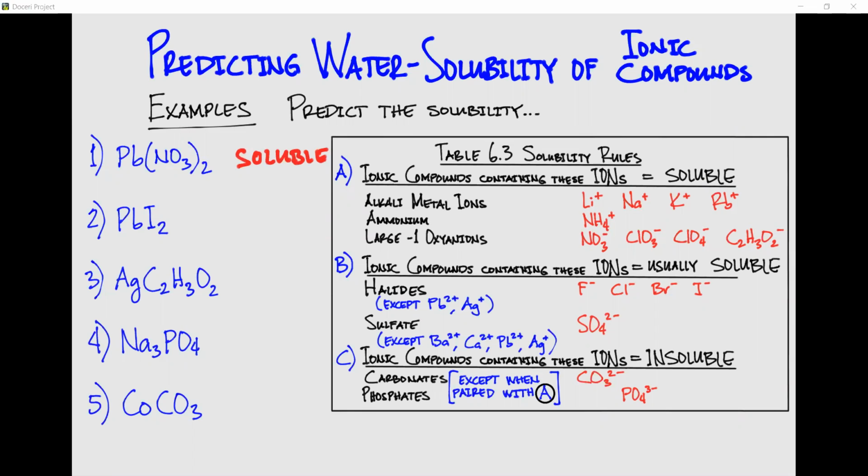All right, and for the second one here, we have lead iodide. So an iodide is a halide, which is this one right here. It's usually soluble unless it's paired with lead or silver, and it is paired with lead, and so this is going to be insoluble.